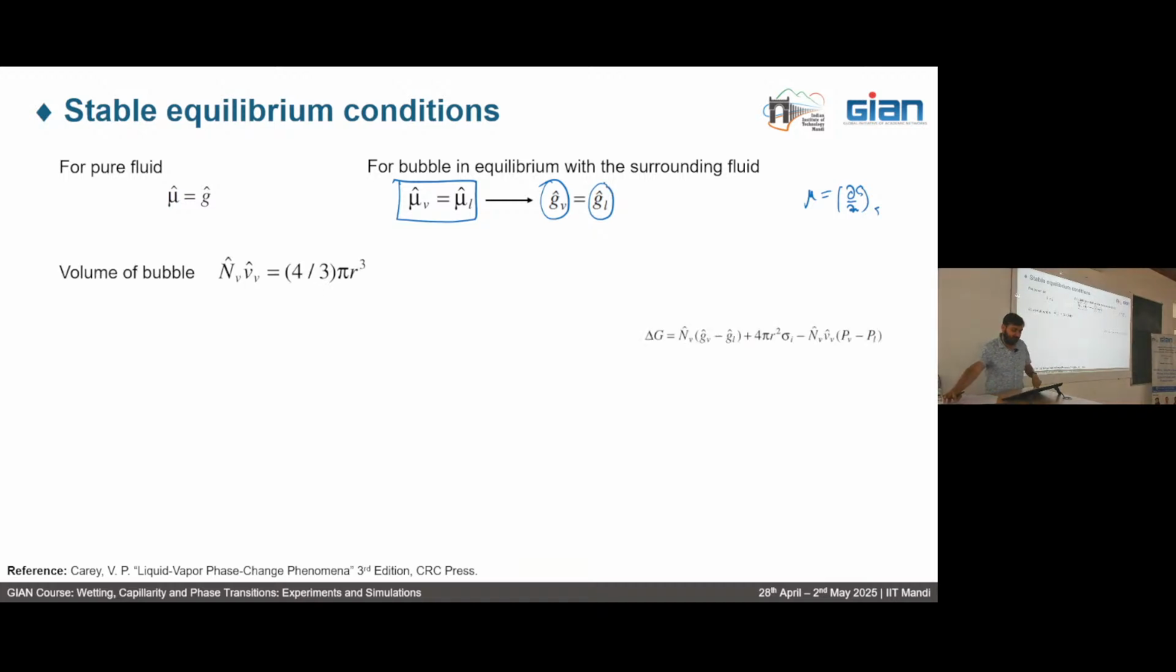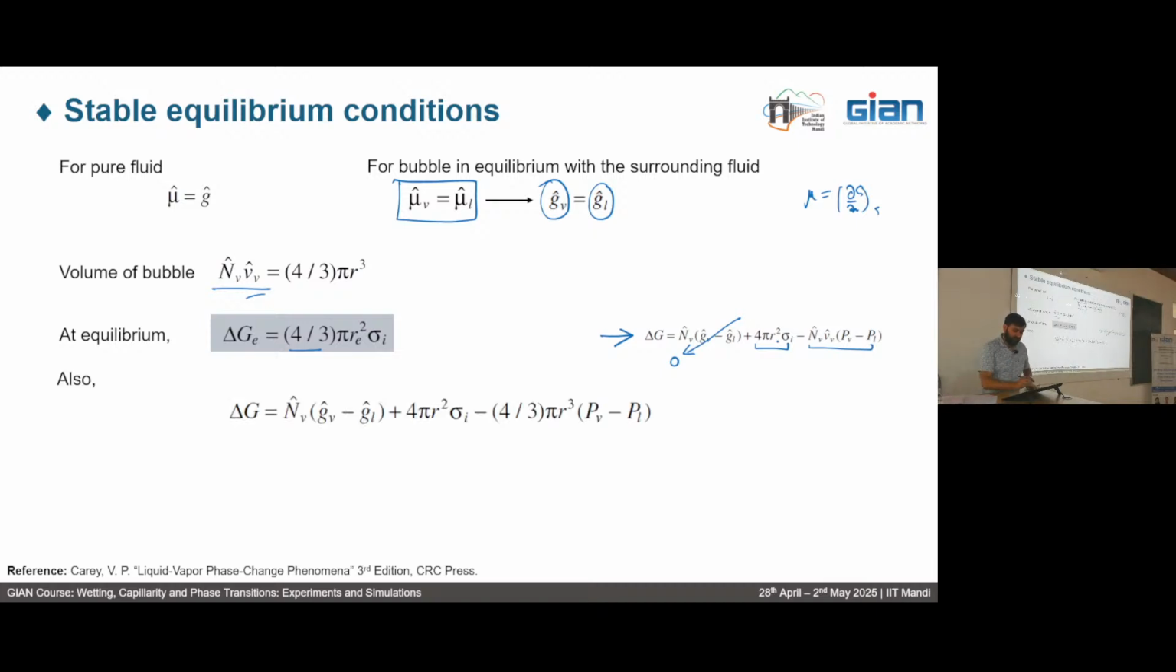So using this, and further using the equation for the volume of a bubble, which is 4/3 πr³, what we get is ΔG at equilibrium is 4/3 π r_e² σ. We have done nothing, we have just simplified this equation which we derived in the last slide. So this term would simply vanish because we are talking about equilibrium here, and then we are just simplifying both these terms. So ΔG at equilibrium is 4/3 π r_e² σ_I, and this is your ΔG. This is of course at equilibrium.